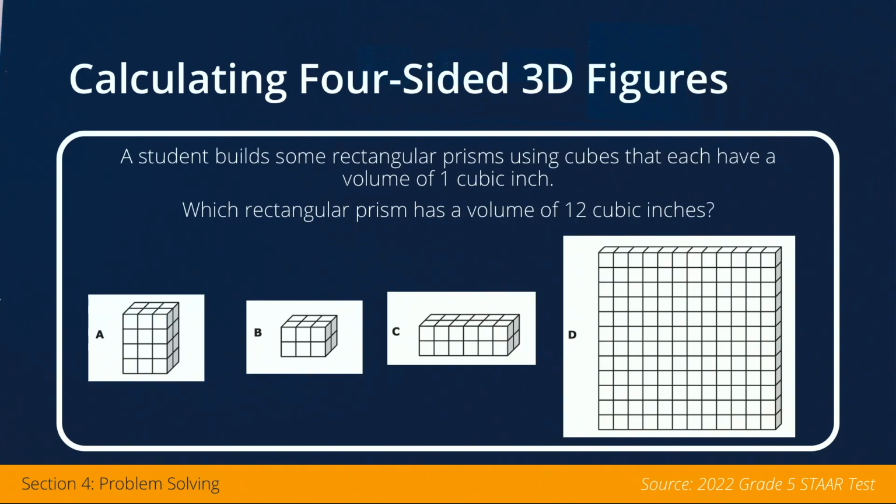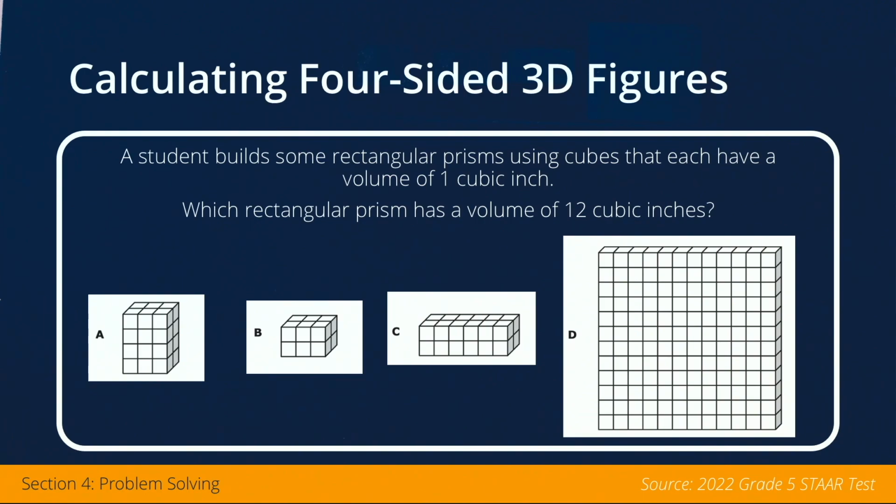In this example, a student builds some rectangular prisms using cubes that each have a volume of 1 cubic inch. Which rectangular prism has a volume of 12 cubic inches? So here, students have to look at these visuals of three-dimensional figures and interpret which one would have a volume of 12 cubic inches.